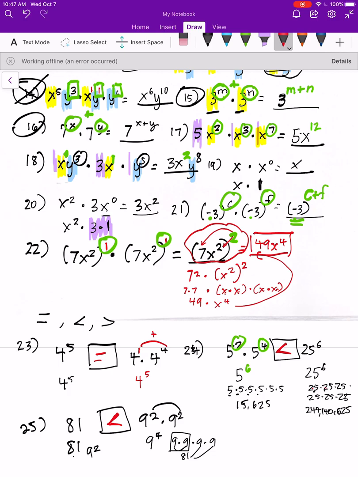All right, there you have it, exponents and multiplication. Get working on that practice problems. Good luck.